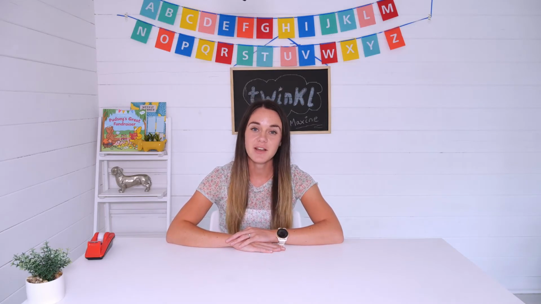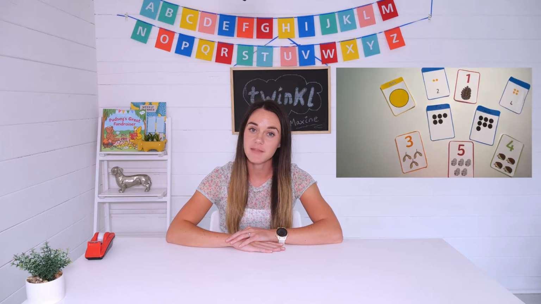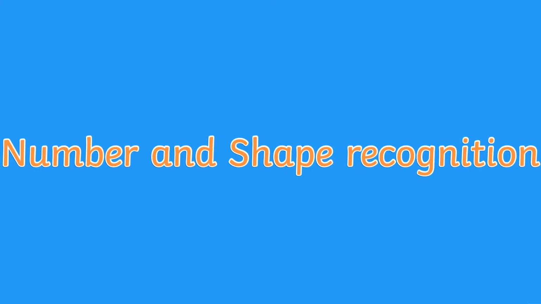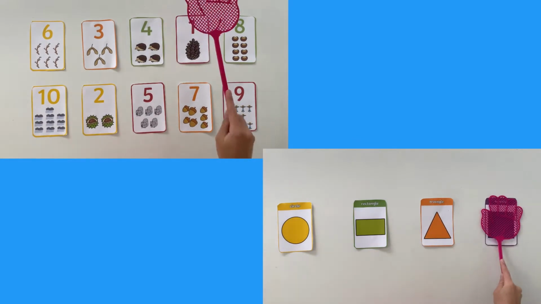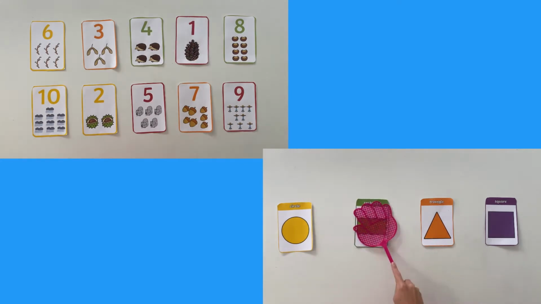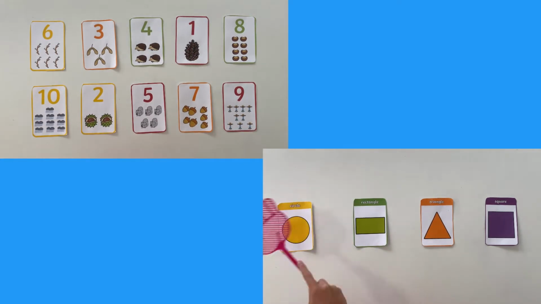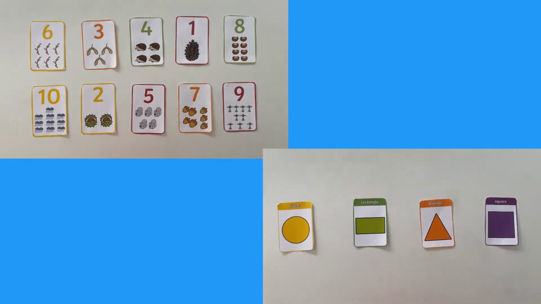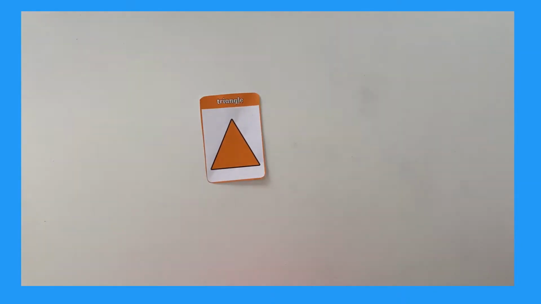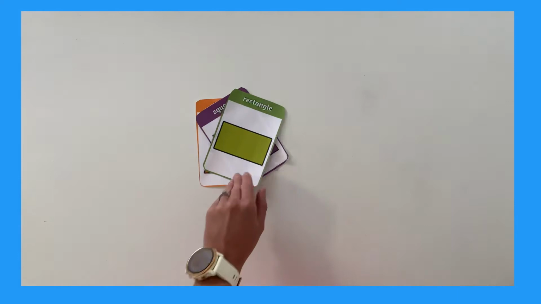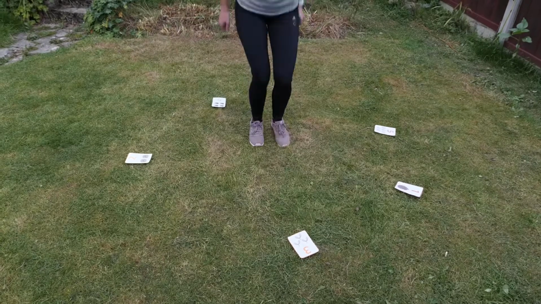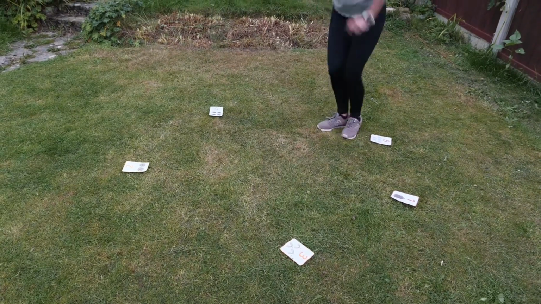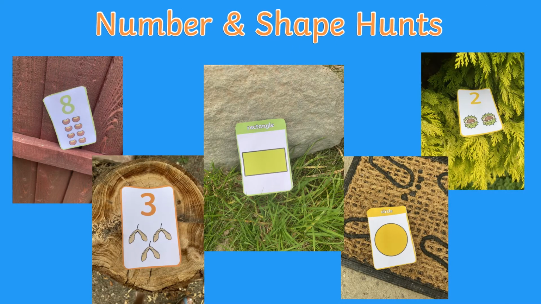Today I'll be showing you lots of different ways that you can use maths flashcards. Number and shape recognition. Why not get your children to swap the shapes or numbers as you shout them out? A game of snap can help children to recognise the numbers or shapes. Shout out the numbers for the children to jump on. Or go on a number and shape hunt.